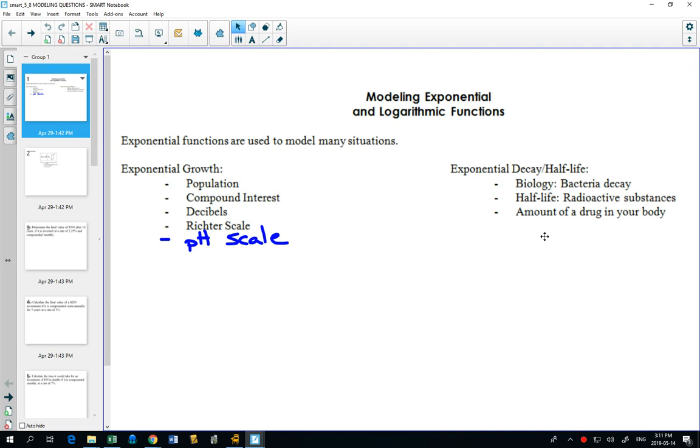And in chemistry, your pH scale for how acidic something is is also logarithmic and shows exponential growth. And there's also some things that have exponential decay. You've got bacteria decaying, you've got half-life of radioactive substances, the amount of drug in your body. For a lot of drugs, your body gets rid of a certain percentage of the drug in a certain amount of time.